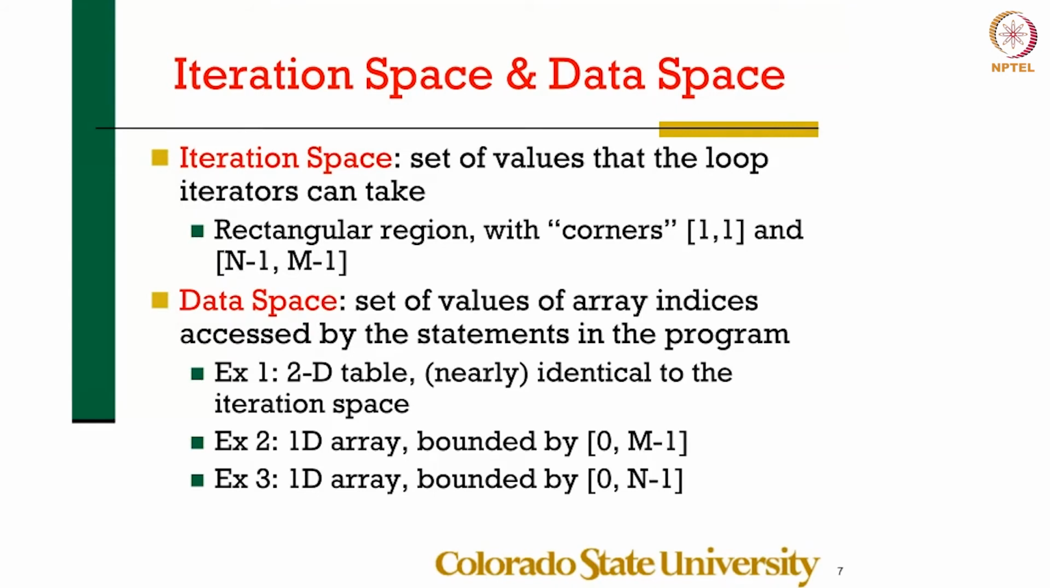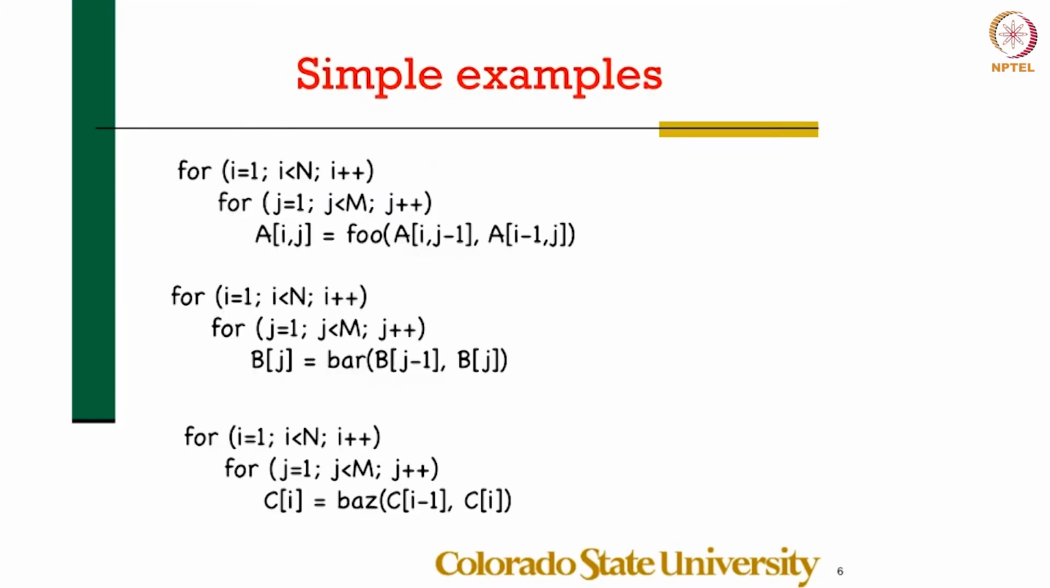Yes. Okay. Now the data space, again, remember I was talking about instance-wise and element-wise. So the data space is the set of values of array or tensor indices accessed by the statements in the program. So in example 1, A is a two-dimensional array and it is indexed by i and j. So the data space is identical to the iteration space here. Am I right or am I wrong?